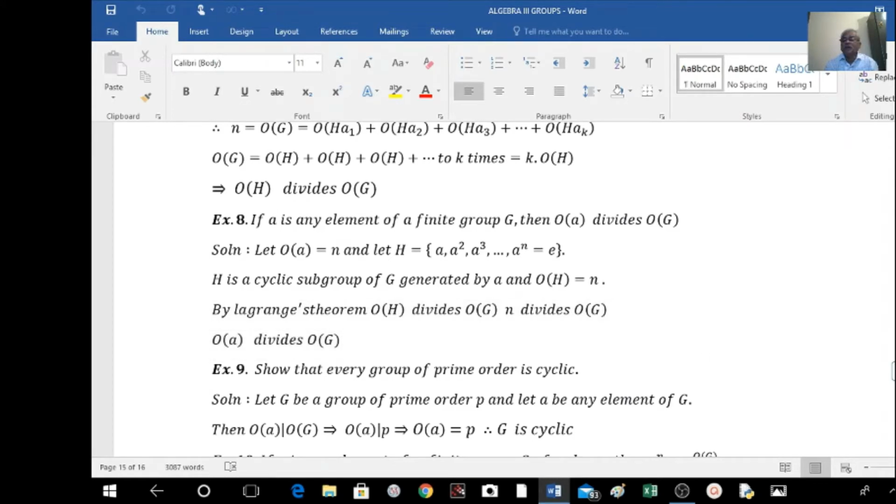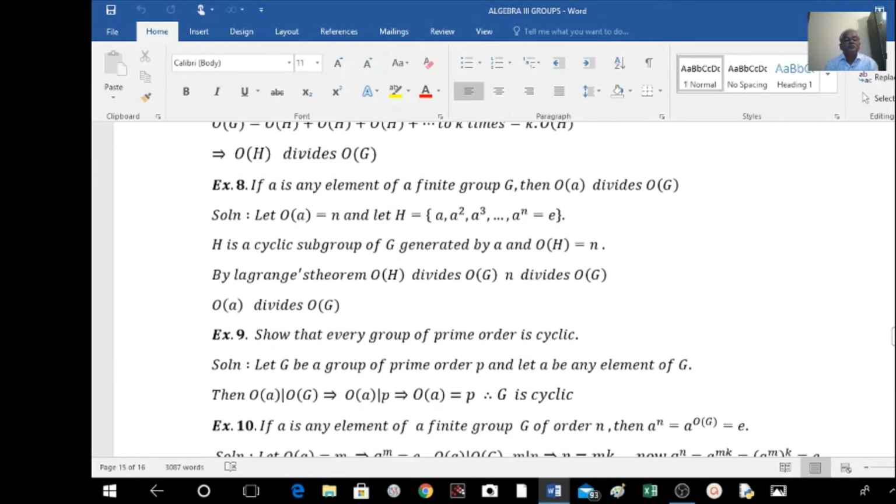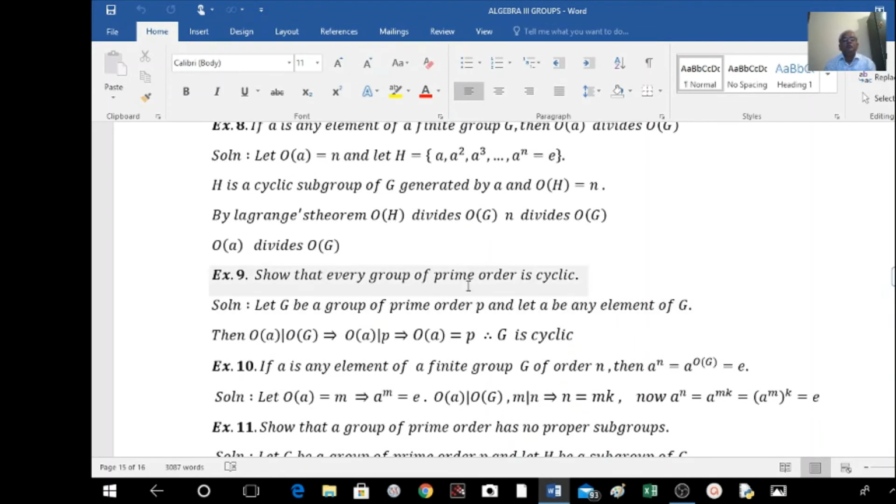Okay. Next example. Show that every group of prime order is cyclic. That is, a group having a prime number of elements, say 1, 2, 3, 5, 7, 11, 13, 17, 19. So these are all cyclic groups.